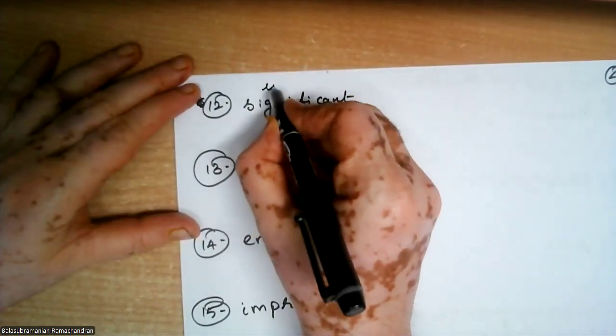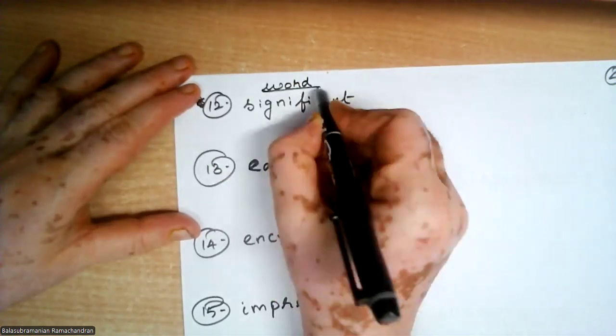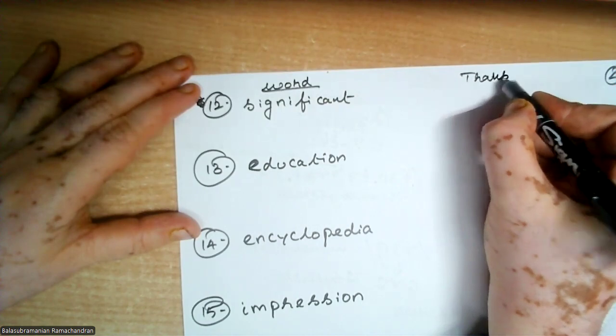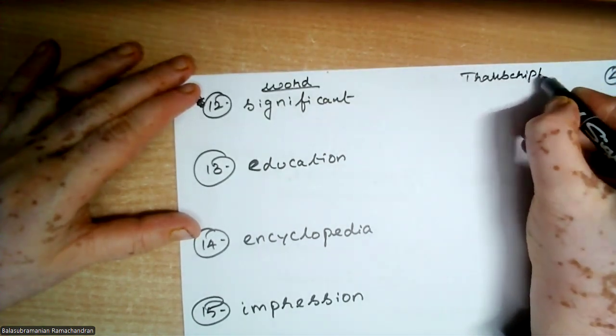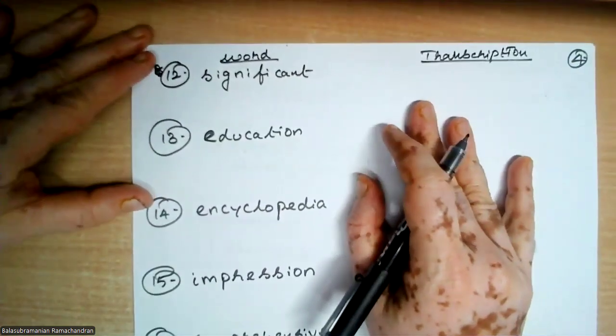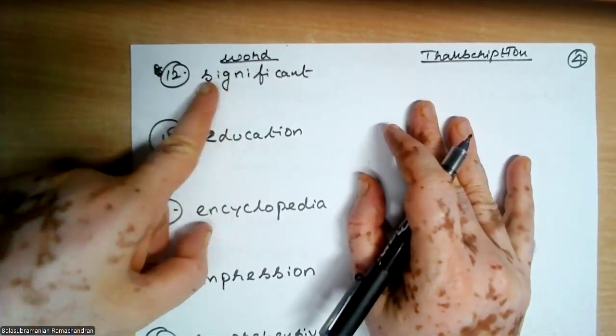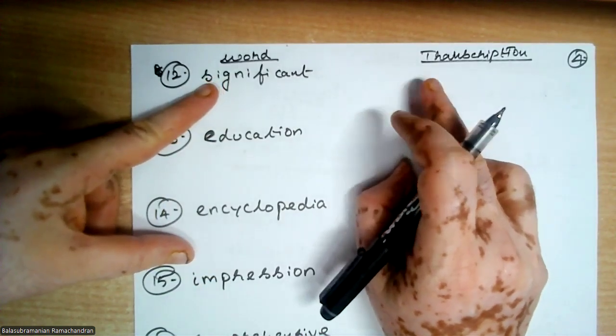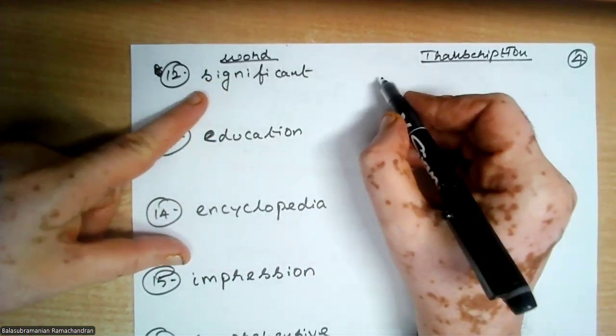So we have word number 12, and let us look at the transcription for this. Okay, so we'll write the transcription. So essentially we are looking at the pronunciation of this word, and we are writing it with the use of IPA, the International Phonetic Alphabet.